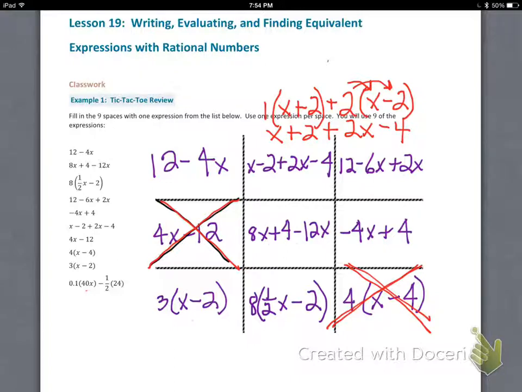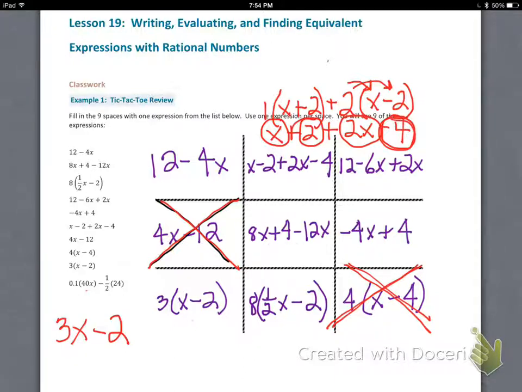Now I have x plus 2 plus 2x minus 4, and what I do, like we had talked about before, is combine like terms. I'm going to combine all my x's, and I have an x here, and a 2x here. That means I have 3x. Then I have a positive 2 and a negative 4, which means I have a sum of negative 2. So then I have 3x minus 2.